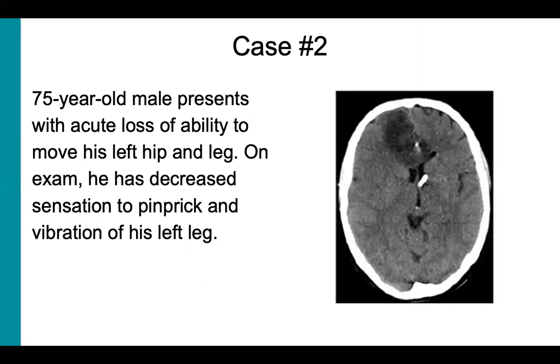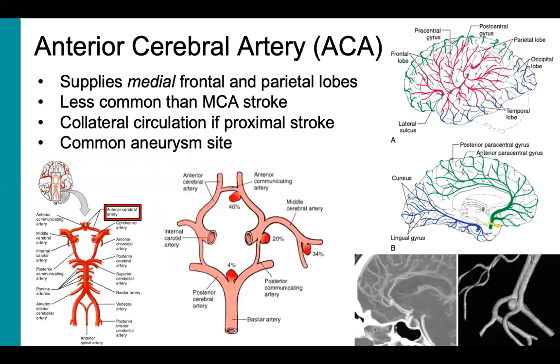So moving on to the remainder of the anterior circulation strokes, we're going to go over another case. A 75-year-old male presents with acute loss of the ability to move his left hip and leg. On exam, he has decreased sensation to pinprick and vibration of his left leg, and his CT scan is shown on the right here. Which artery is involved? The anterior cerebral artery, or ACA for short, is the correct answer.